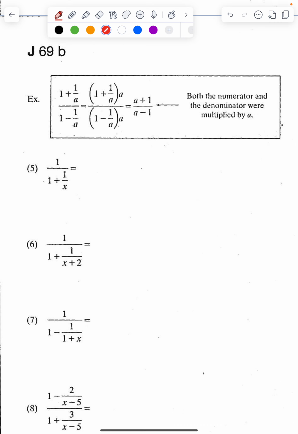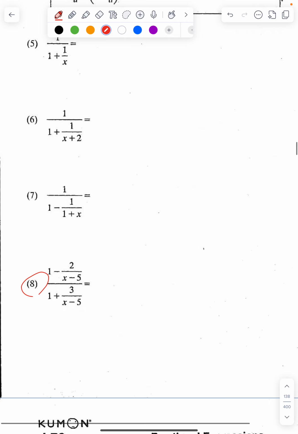All right, let's take a look at 69b over here. Let's try question number 8. For question number 8, it's a pretty straightforward thing for us to do. Let's see what we can do over here.